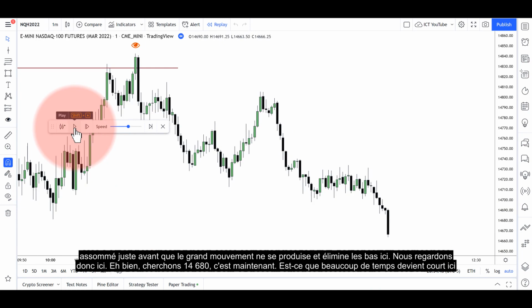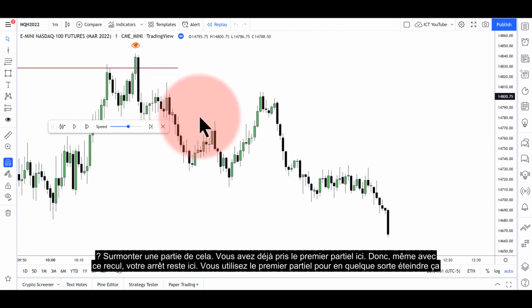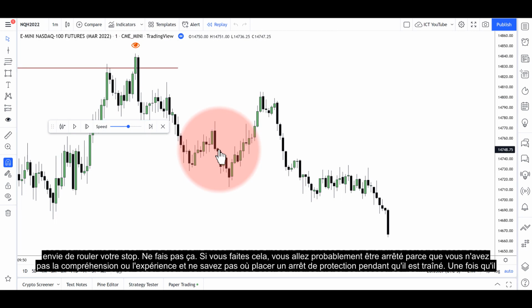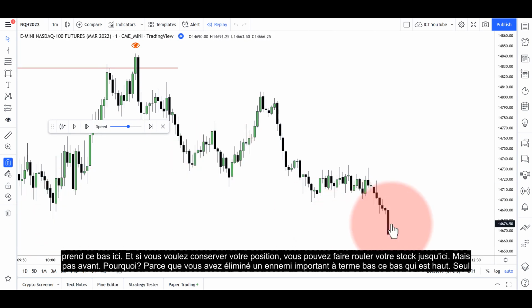There it is. Now, is that a lot of time? Getting short here, weathering some of this. You already took first partial down here. So even with this pulling back, your stop stays here. You use the first partial to kind of quench that desire to roll your stop. Don't do that. If you do that, you're probably going to get stopped out because you don't have the understanding or the experience to know where to place a protective stop while it's being trailed. Once it takes this low out down here, and if you want to hold on to the position, then you can roll your stop to here, but not before.